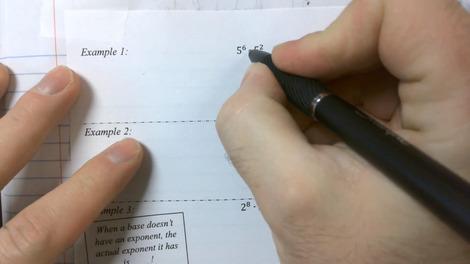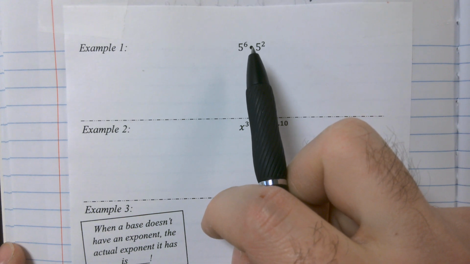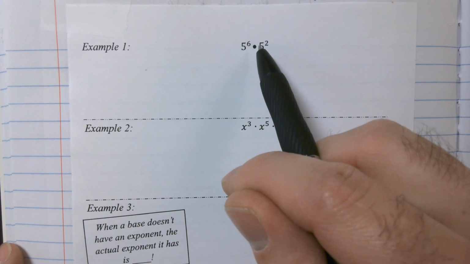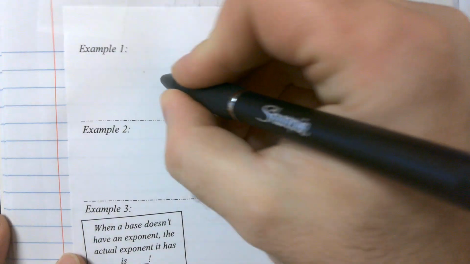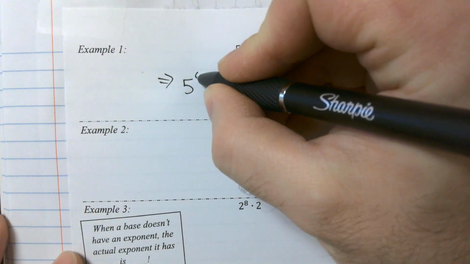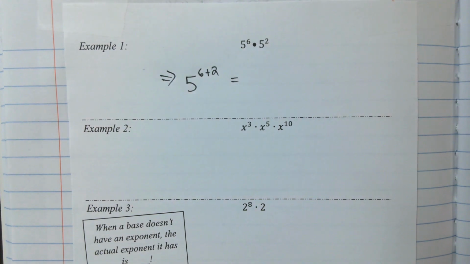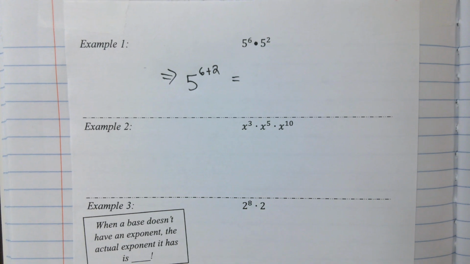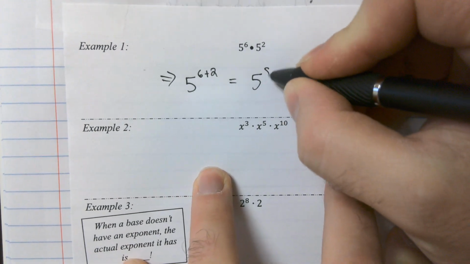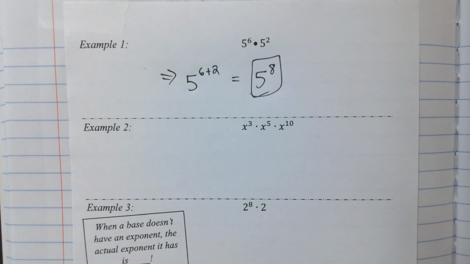The product rule says if I'm multiplying, what does this little dot in the middle mean? Times, multiplying, exactly. So if I'm multiplying these like bases, all I have to do is keep the base the same and add the exponents together, giving me a new exponent of what? 8. How'd you get 8? 6 plus 2. Exactly. You just added the exponents together. 6 plus 2 giving you 8.